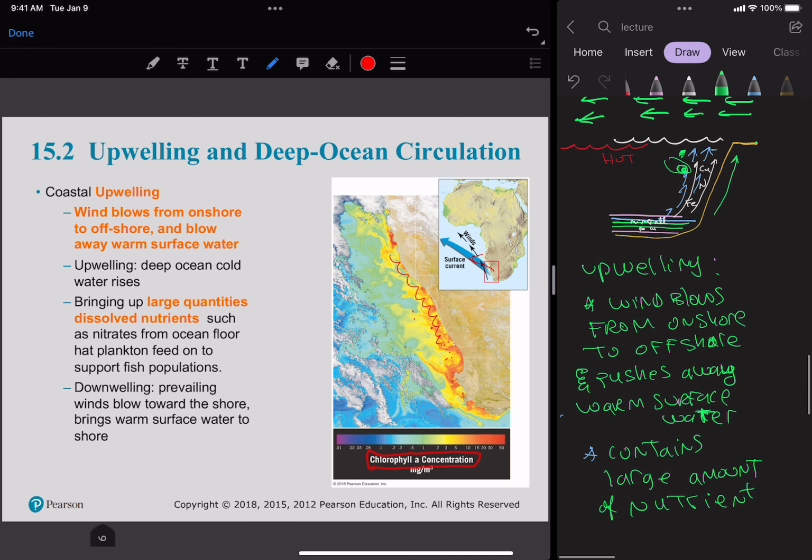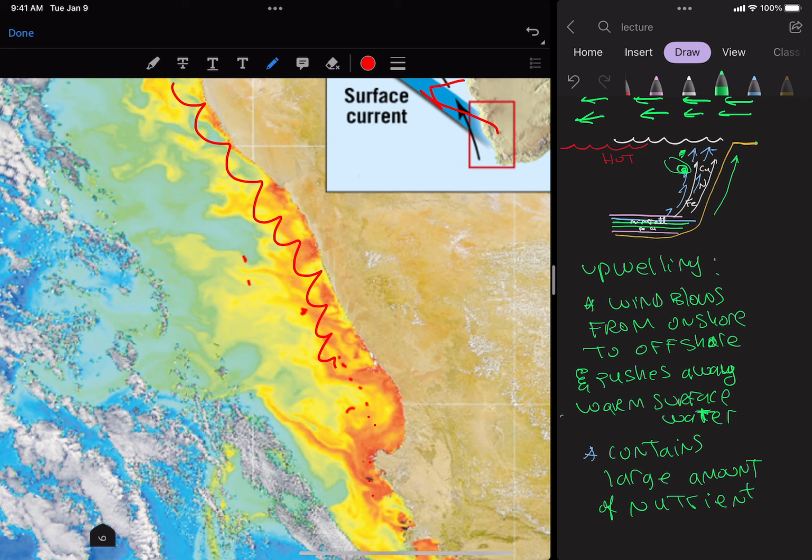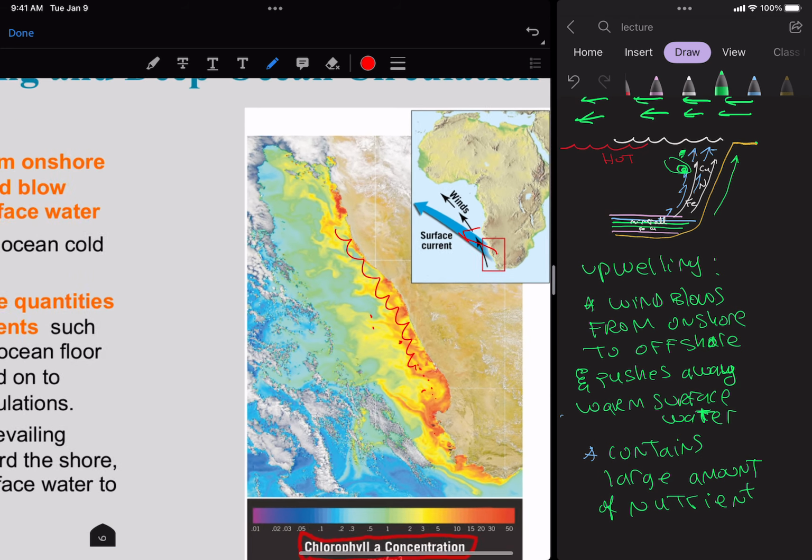So upwelling is an important process, an important side effect of these global ocean circulation patterns. That means that whenever you have these upwellings, you're also going to find a lot of fish, so a lot of food.